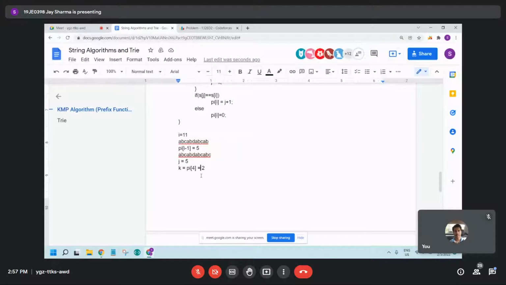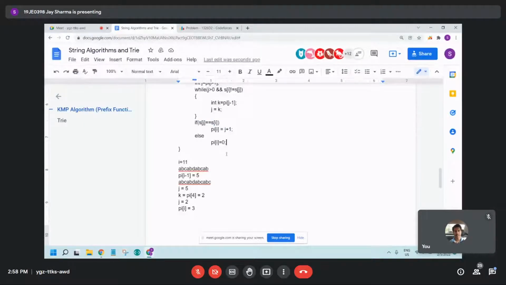Now what we will do in the next iteration, we will make j equal to k. So j becomes equal to 2, and then we will check if s of 2 is equal to s of I. So this C matches with this C. So we can also say that this whole string ABC will match with the suffix ABC, because this AB is obviously matching this suffix AB, right? So in this case, we can write pi of I equals 3, which is equal to j plus 1.